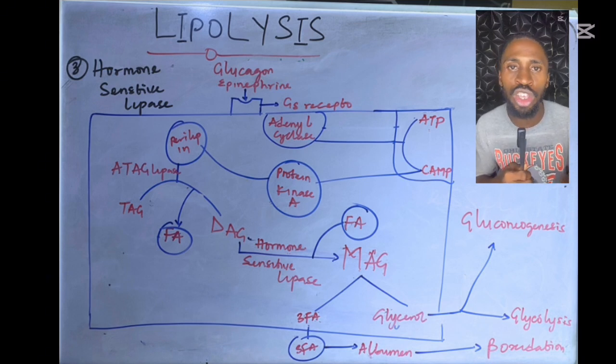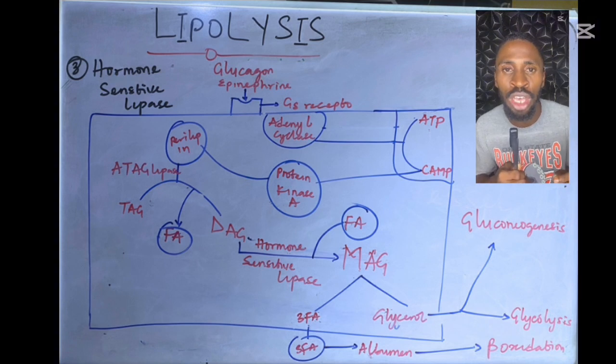Now when you form DAG, what happens? Hormone-sensitive lipase, which is the rate limiting enzyme, breaks down DAG and releases the second fatty acid to form what? MAG. Don't forget, which is monoacylglycerol. The last one is monoacylglycerol lipase, which breaks down the last one and removes the last fatty acid to form 3 moles of fatty acid and glycerol.